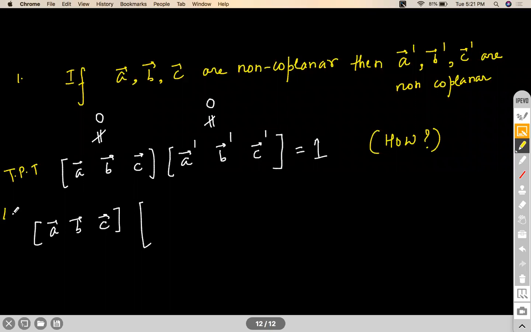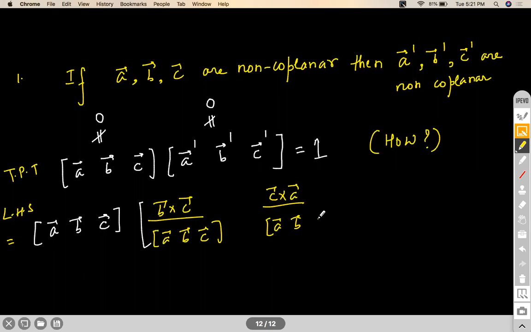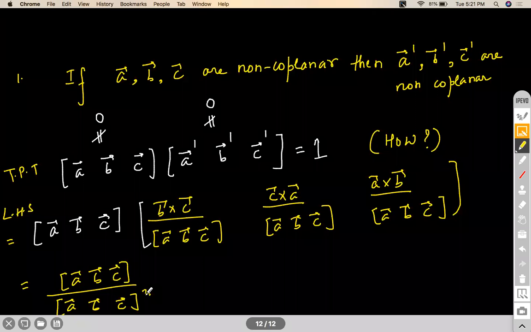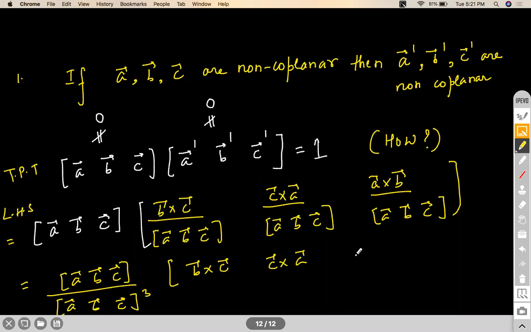So let's start with your LHS. This term is actually B cross C by box ABC. This term B dash is C cross A by box ABC. And this term is A cross B by box ABC. Correct? Box ABC, box ABC, box ABC can be pulled out and will come out as box ABC by box ABC cube. And within this, you'll have box B cross C, C cross A, A cross B.